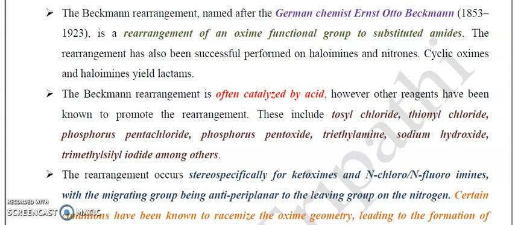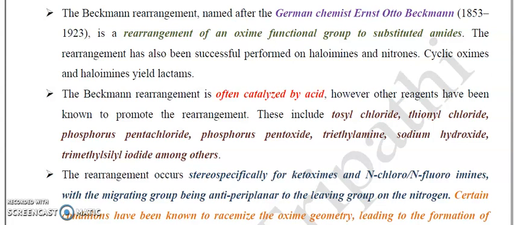Oxime undergoes the rearrangement to form the amide, and this rearrangement has also been successfully performed on several haloamines and nitrones. Beckmann rearrangement is catalyzed by acid. Remember always that this reaction is an acid catalyzed reaction or acid catalyzed rearrangement.